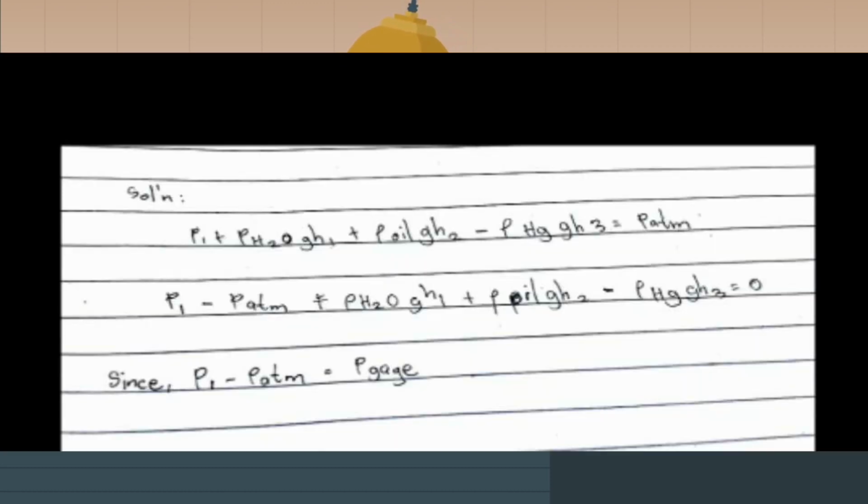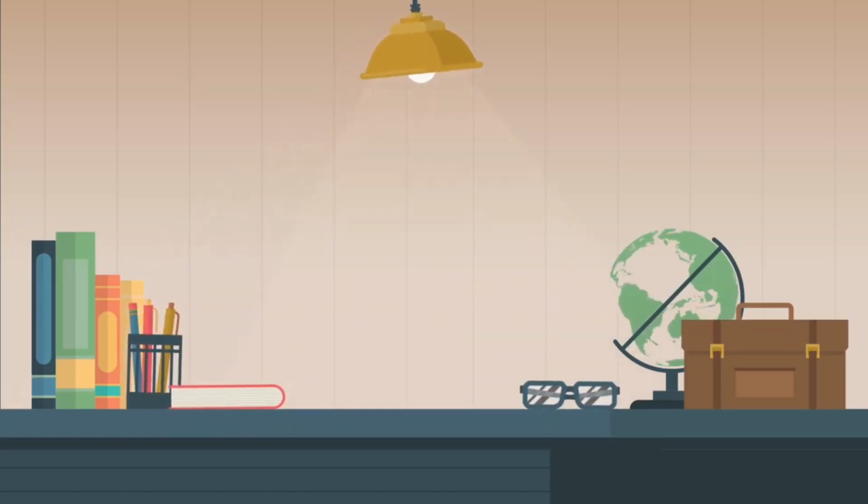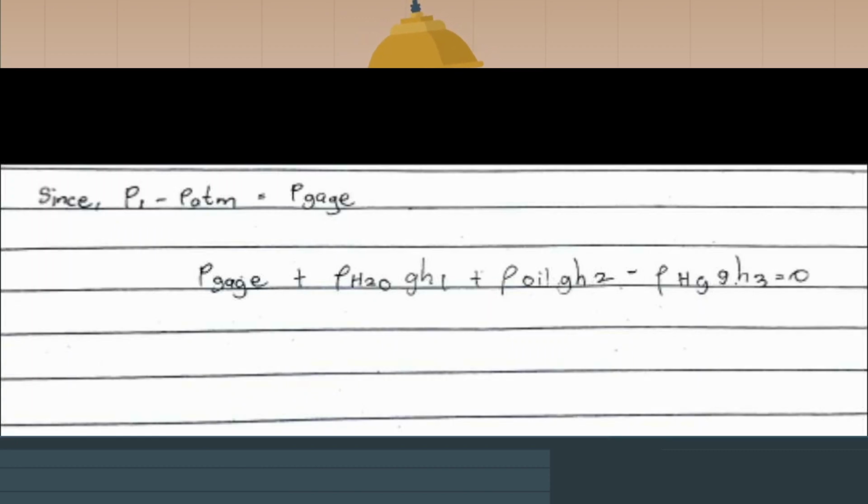Since P1 minus P atmosphere is equal to P gauge, our equation will look like this. So P gauge plus the density of water multiplied by the acceleration due to gravity multiplied by H1, plus the density of oil multiplied by the acceleration due to gravity times H2, minus the density of mercury multiplied by the acceleration due to gravity times H3, is equal to zero.